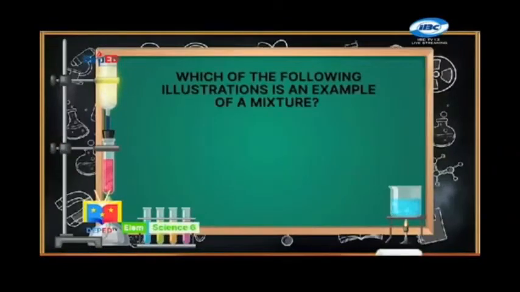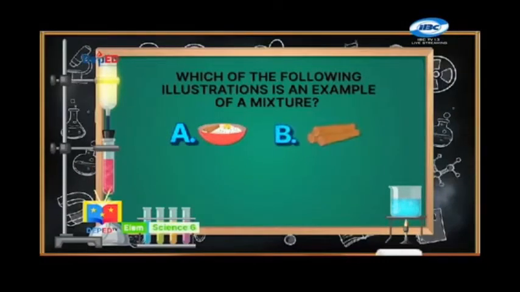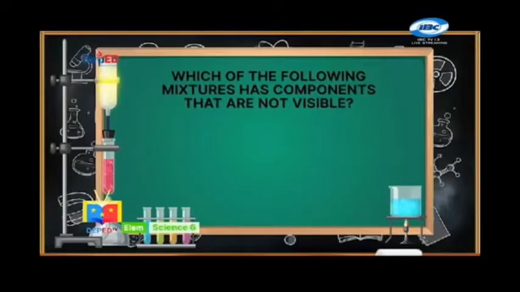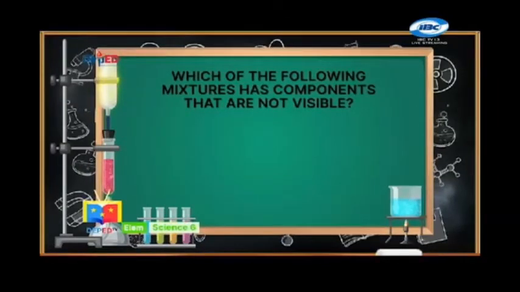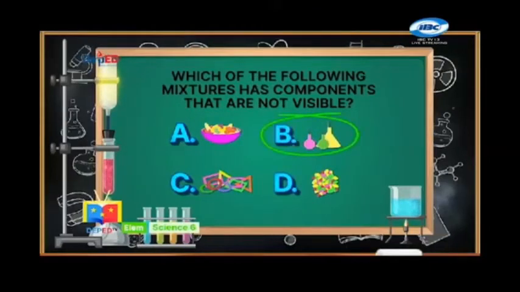Choose the letter of the correct answer. Write your answers on your paper. Number 1. Which of the following illustration is an example of mixture? The correct answer is A. A bowl of food. Number 2. Which of the following mixtures has components that are not visible? The correct answer is letter B, liquid inside vials.